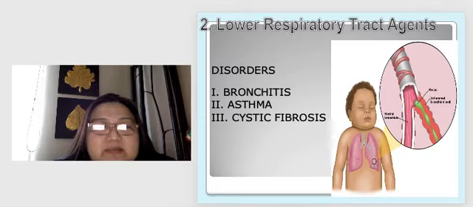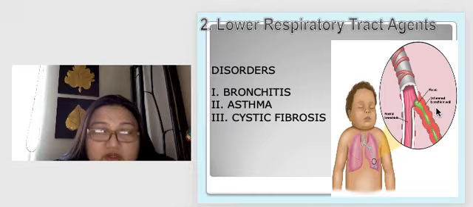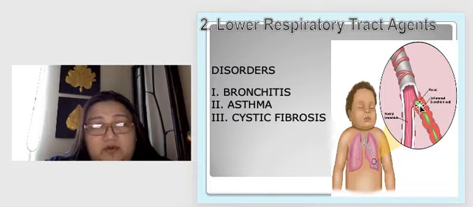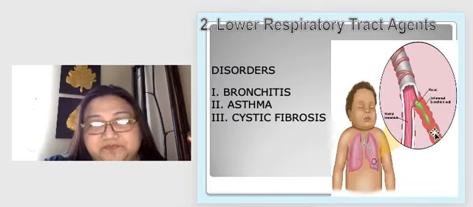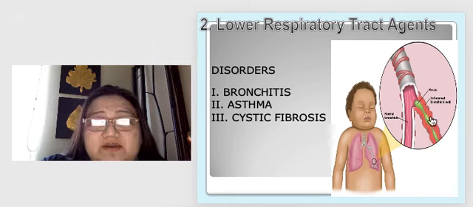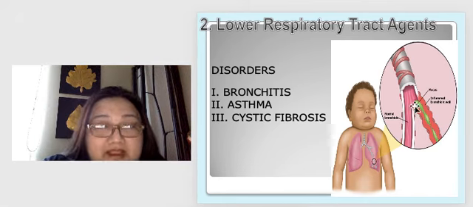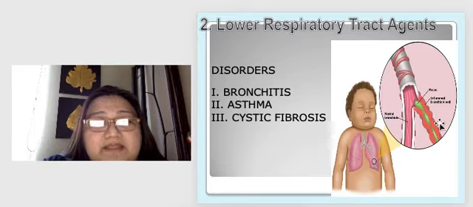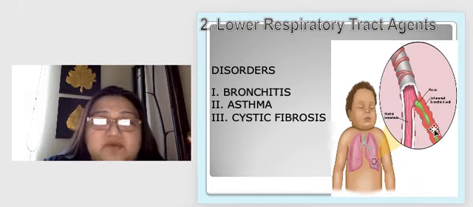To briefly explain these disorders, ang bronchitis at ang asthma, merong nangyayaring tatlong immune responses doon sa lower airway ng patient. Una, nagkakaroon ng pagsikip ng airway as shown in the picture. Sumisikip yung bronchioles or bronchi. Pangalawa, nagkakaroon ng inflamed airway, namamaga. And pangatlo, dumadami yung tenacious secretions. Both are occurring in bronchitis and asthma.